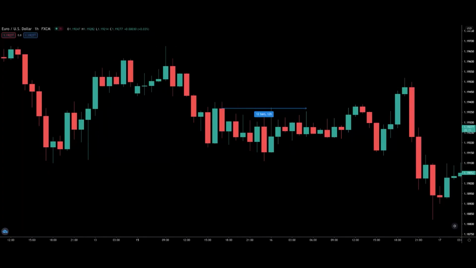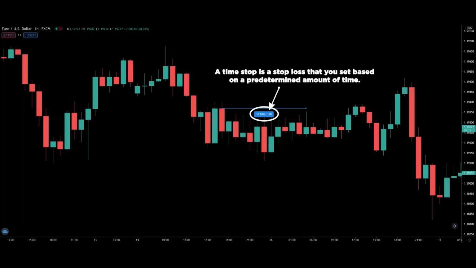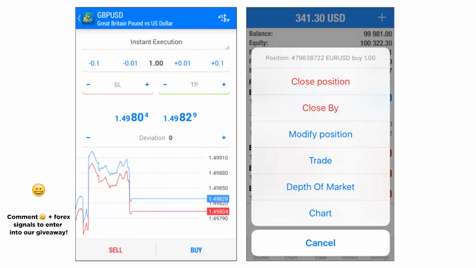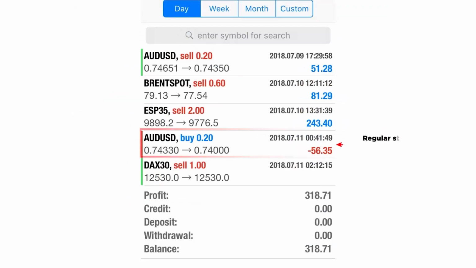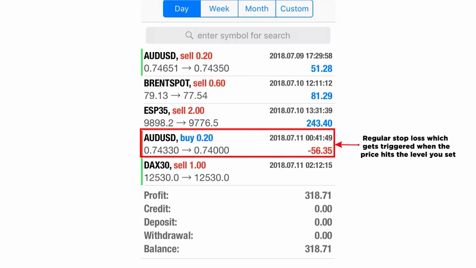So, what is a time stop? Well, a time stop is a stop loss that you set based on a predetermined amount of time. In a sense, you are limiting your exposure to a set amount of time. Regardless of what price does, you are closing your positions even if it's in the green. Platforms like MT4 do not have a time stop option, and you have to manually close the trade on your own, unlike a regular stop loss which gets triggered when the price hits the level you set in.